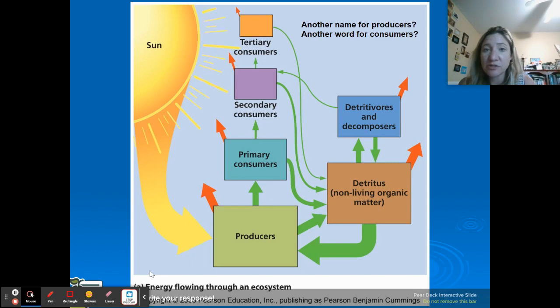So we need the decomposers to break down those things that are dead in order to put those things back into the nutrient cycle, whether it be carbon, nitrogen, etc. And then detritus, non-living organic matter, once it is broken down and not living, then that goes back in. And the producers, plants, for example, will absorb those nutrients from the soil.